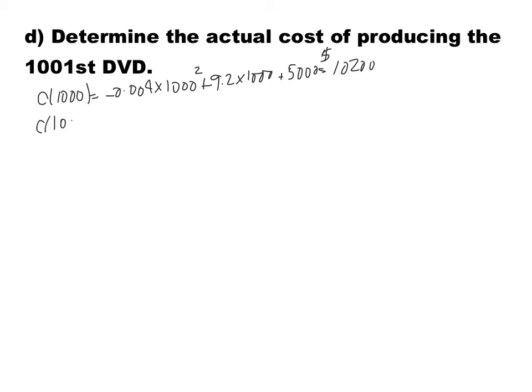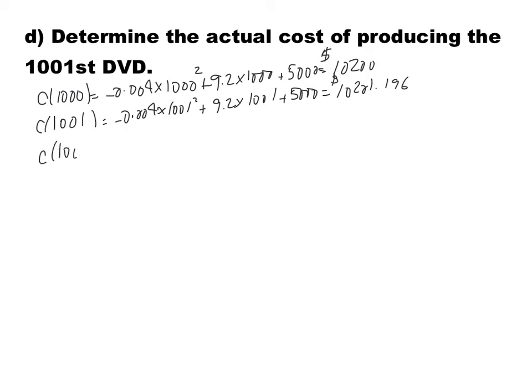For 1001, the cost is negative 0.004 times 1001 squared plus 9.2 times 1001 plus 5000, which is going to be approximately $10,201.196. The difference, so 1001 minus 1000, is going to be $10,201.196 minus 10,200, which is 1.196.